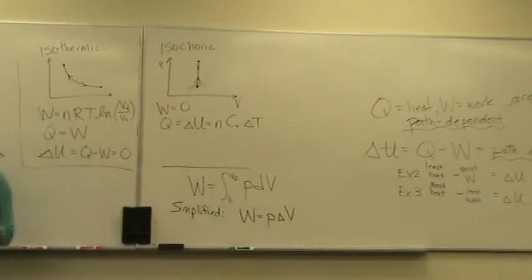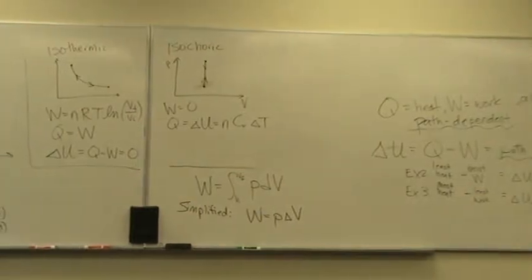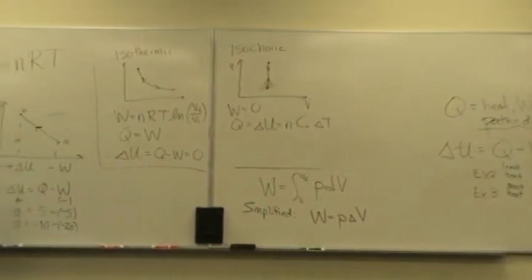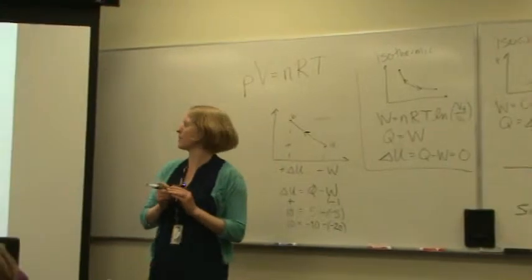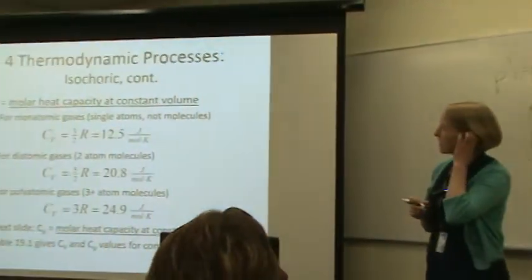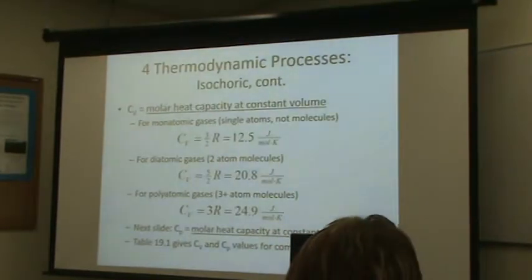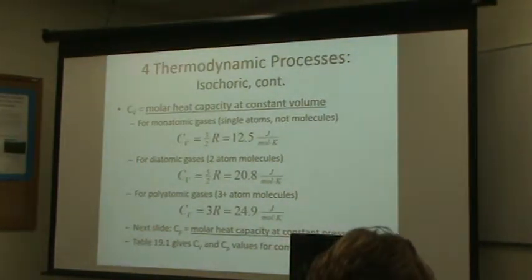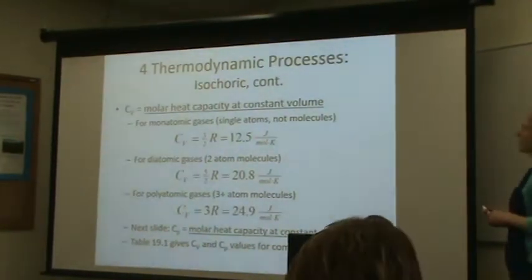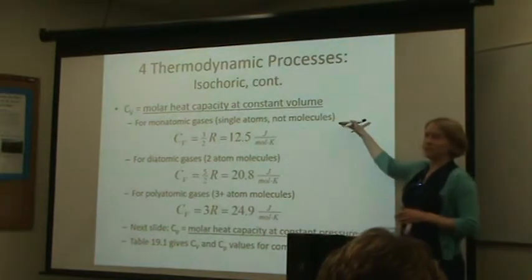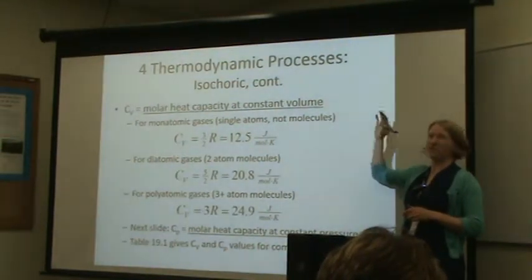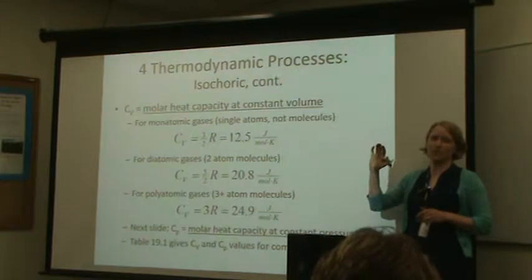Okay, so that C_V term is called the molar specific heat, or molar heat capacity at constant volume. This one has a different value depending on what kind of gas it is. So this gets a little complicated. Monatomic gases, that's a single atom. This requires a little bit of knowledge of chemistry.